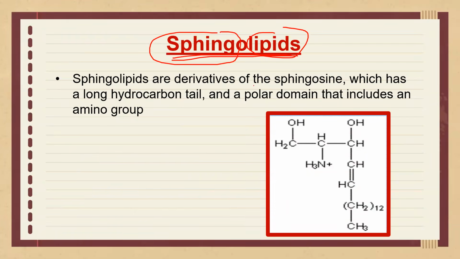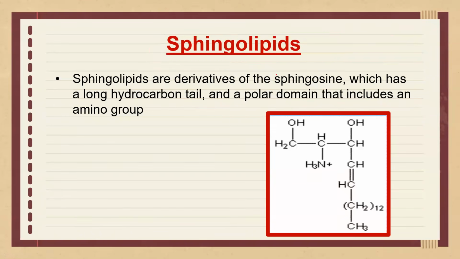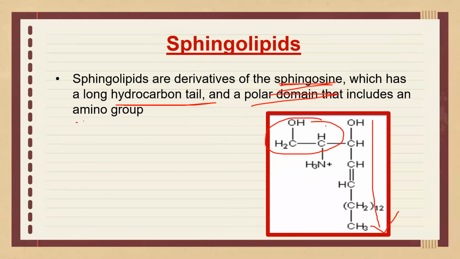Sphingolipid. How can I define it? Sphingolipids are a type of lipid with a backbone. What is the backbone here? The backbone is called sphingosine. Now you have to ask me, sir, what is sphingosine? It is not at all required to remember the structure, but it is very important to understand it. Every student listen, I will define it in a simple manner. Sphingosine is a long hydrocarbon tail with a polar domain that contains an amino group.